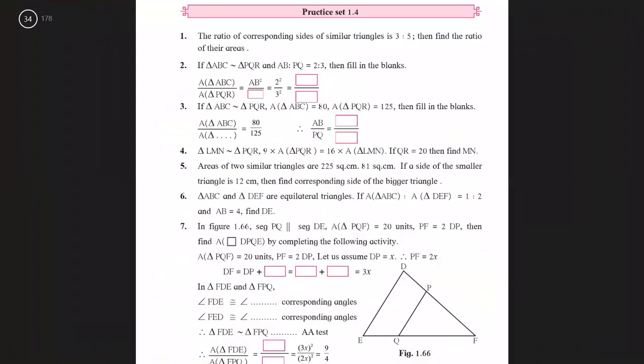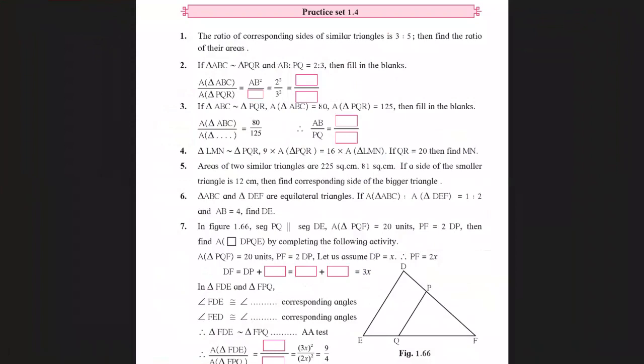If triangle ABC is similar to triangle PQR and AB is to PQ is 2:3, fill in the blanks. Now question number 2, you can do it by yourself. Area of triangle ABC upon area of triangle PQR is equal to AB square upon, what must come in the box there? It should be PQ square. That's equal to 2 square by 3 square, answer 4 upon 9. So as simple as that. Okay. We go to question number 3.